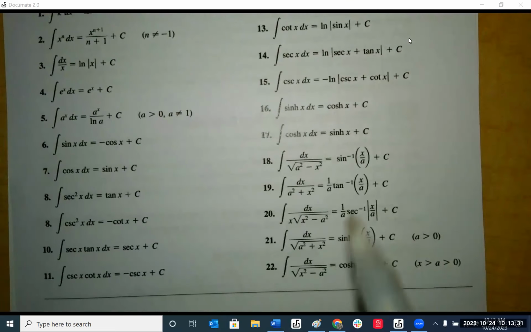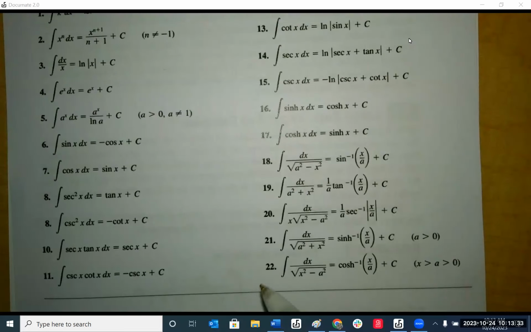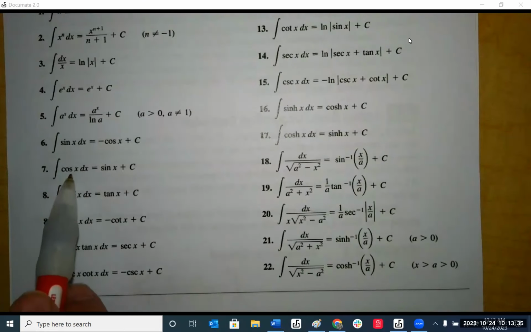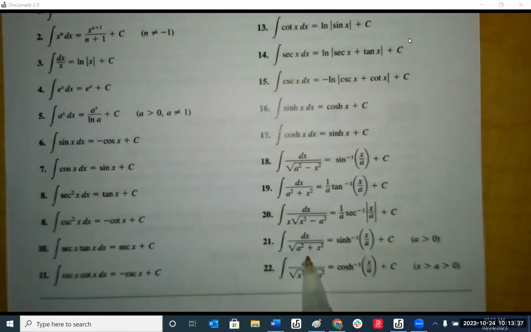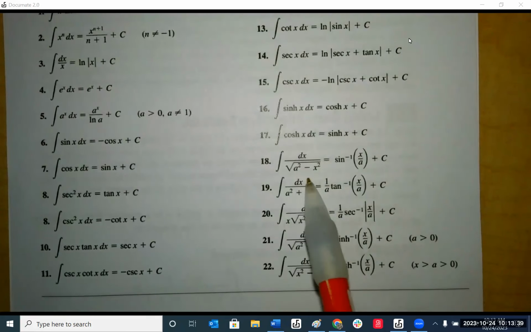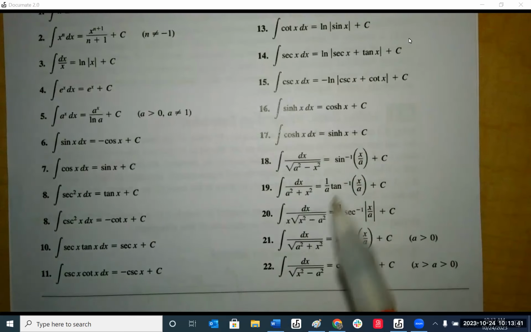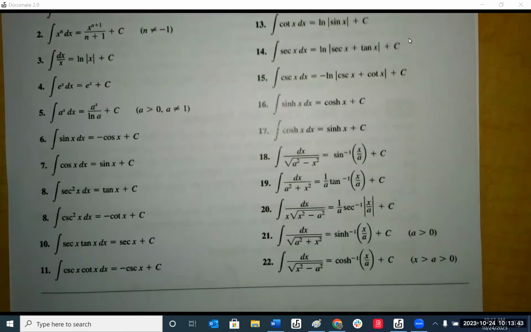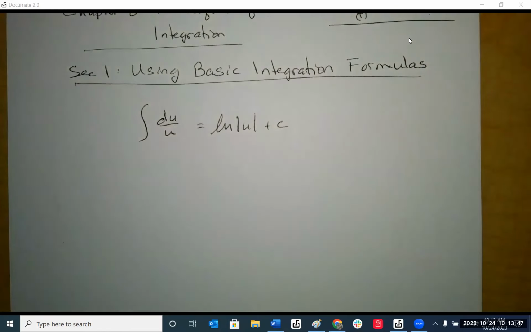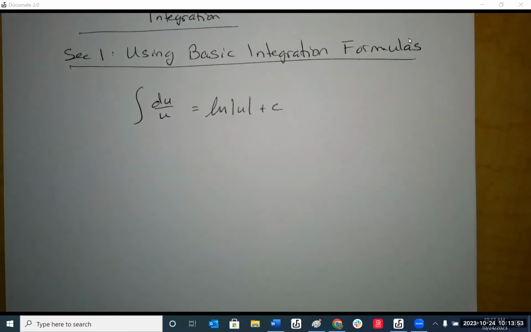So what we're going to have to do is I'm going to give you equations, examples, and we're going to have to make them fit one of these. And then once we make them fit there, then we have the integral already done for us. So that's the easy part. So let's begin. Let's look at example 1.